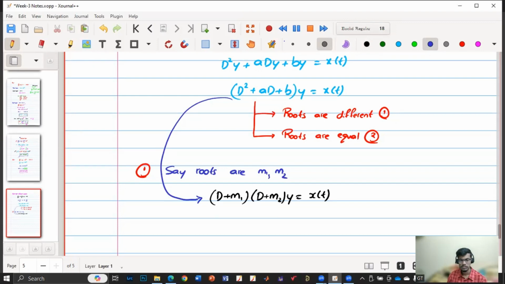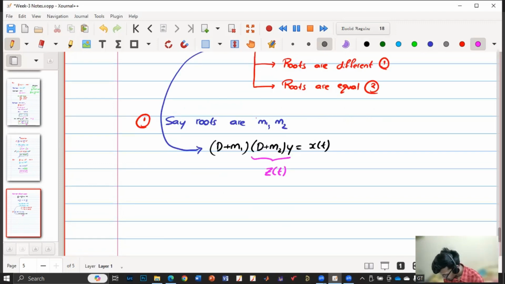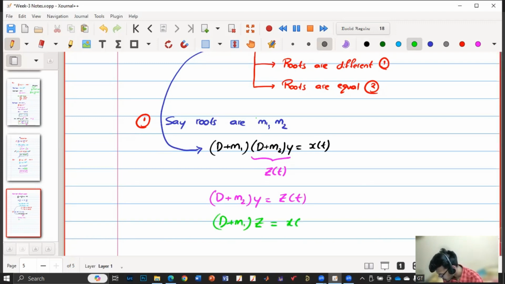Okay. Now I'll make another assumption: say D plus m2 into y is equal to z of t. With that assumption, now I have two equations. One is D plus m2 into y is equal to z of t. And if I substitute that z of t back, I will have another equation: D plus m1 into z is equal to x of t.